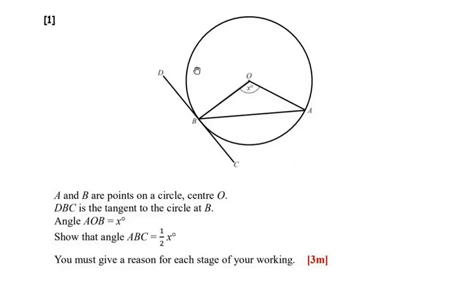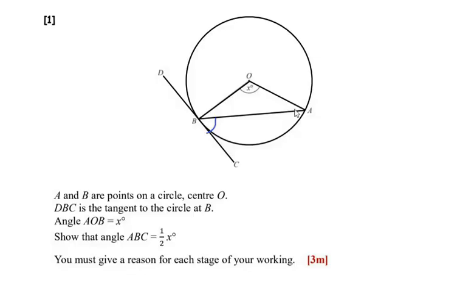So here we have been given a circle and angle AOB is given as x degrees and DBC is acting as a tangent to the circle. The tangent is a straight line which touches the circle at only a single point, and that point is B over here. Now here we have to prove that angle ABC, that is this angle, is half of this x degrees, that is 1/2 times x degrees. And we have to give reason for each stage of our working.